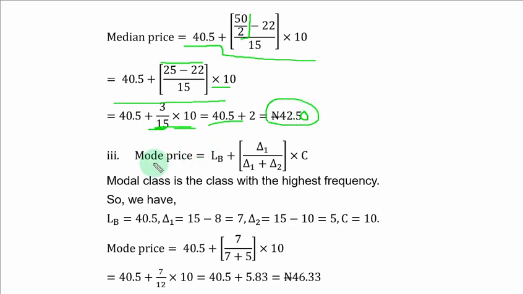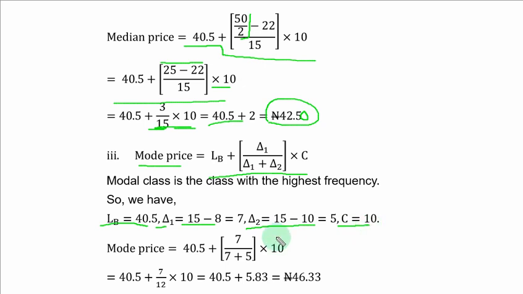Roman figure 3 of the problem is the mode price or modal price, which is obtained with this formula. The modal class is the class with the highest frequency, and that frequency is 15. So for that category, the lower class boundary of the modal class is 40.5. Delta 1 becomes 15 minus 8. That is, you subtract the frequency before the modal frequency from the modal frequency. Then delta 2 is the modal frequency minus the one after it. That is 10. And C is the class size.